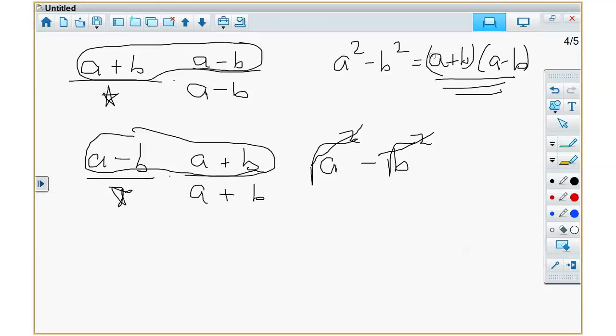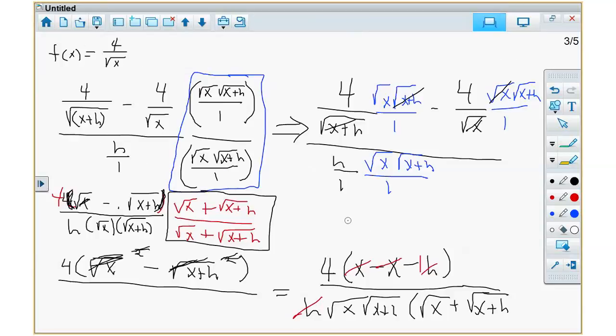Does that help? Does that help on the conjugate? Yeah, but can you go back? Yeah. Okay, so what did you do with the bottom after the conjugate? Right here. H times the square root of x plus h, times the square root of x, plus. I got it in parentheses, yes, right there, times this. And we're going to take up with that next.